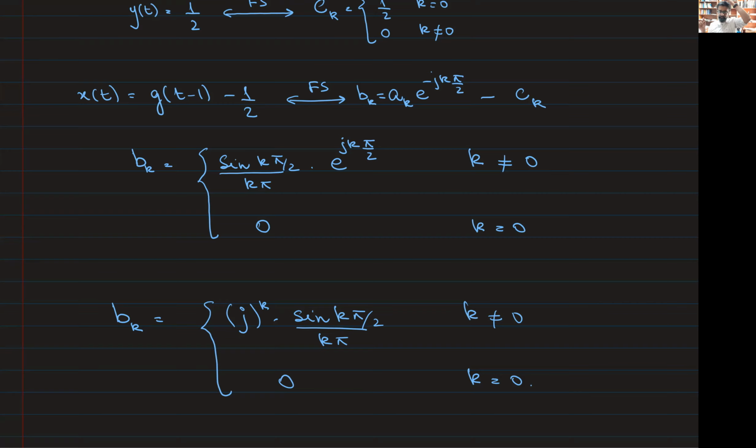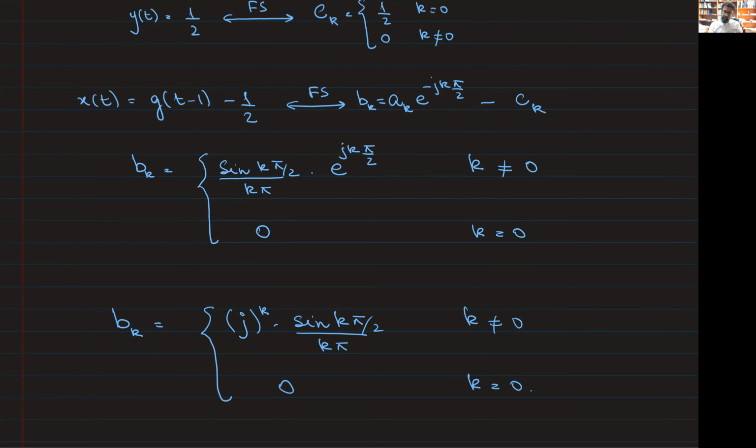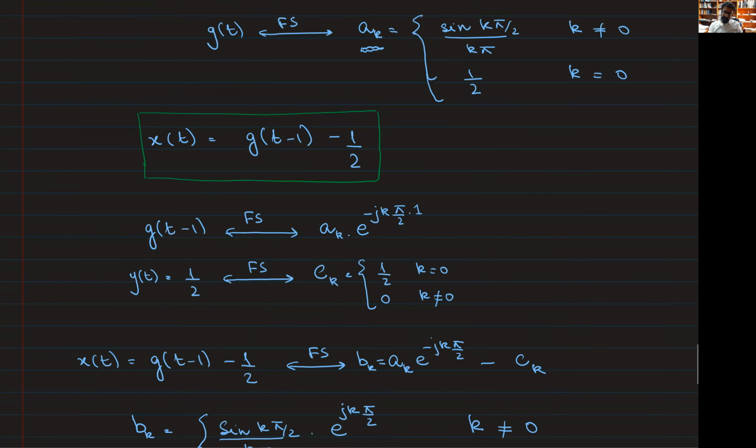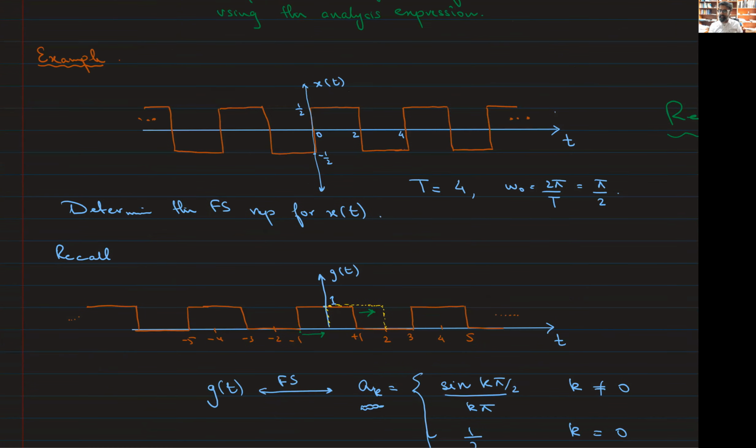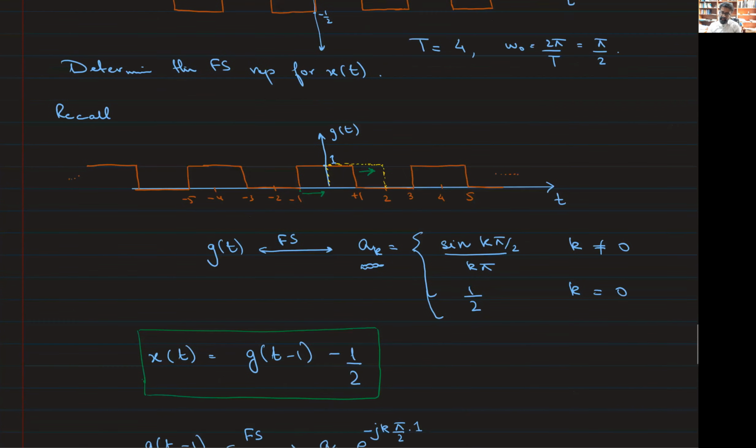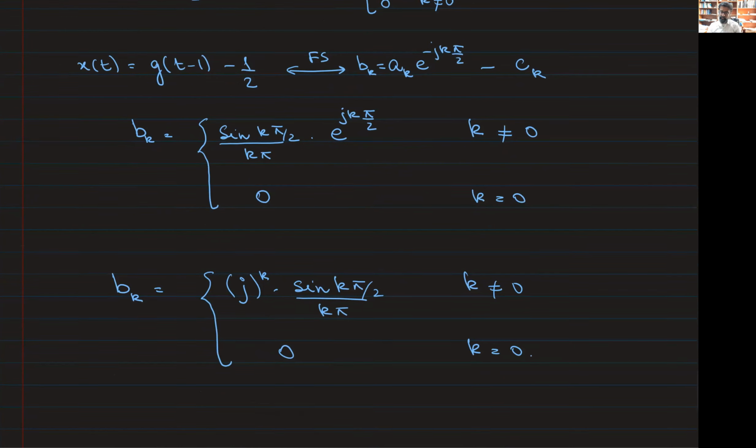Okay. Now I'm going to stop here and take any questions that you may have. I would encourage you, however, to take the signal, this x of t here, not g of t, and apply the analysis equation on it. Derive what the Fourier series coefficients turn out to be, and your results should be the same as what we get here. So this could be an exercise.